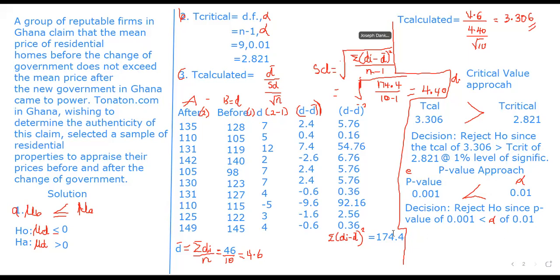So let's look at the F. Even if you use a p-value or the critical value approach, we are still ending at the same decision. We are rejecting H0, right?